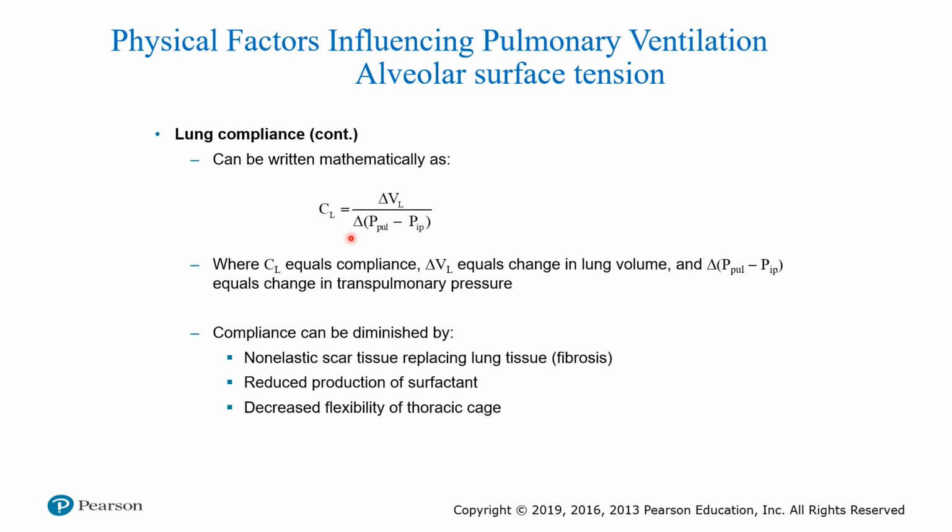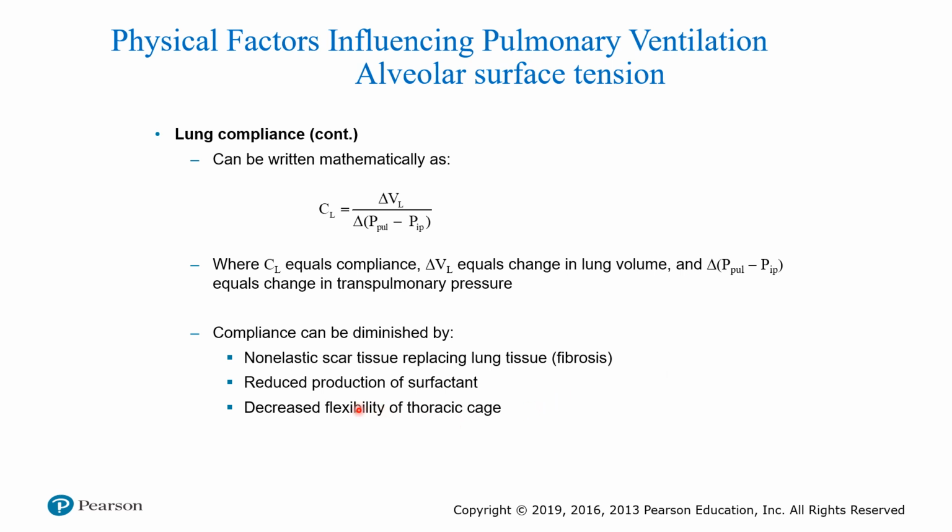This is the formula by which we can calculate the lung compliance. CL is the lung compliance. Delta V equals the change in the lung volume, and then this delta P, we know this is the intrapulmonary pressure and the intrapleural pressure, so it is the difference between the two pressures. And compliance is diminished by non-elastic scar tissue replacing the lung tissue. For example, if there is some inflammation or some injury in the lung, and when that lung heals, there is scar tissue. So now instead of the elastic tissue, there is scar tissue, and that scar tissue is not going to stretch as much as the elastic tissue stretches.